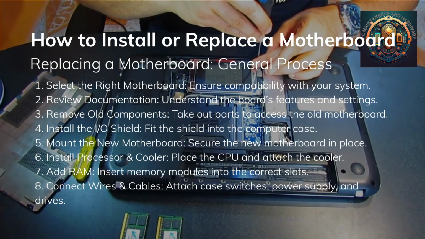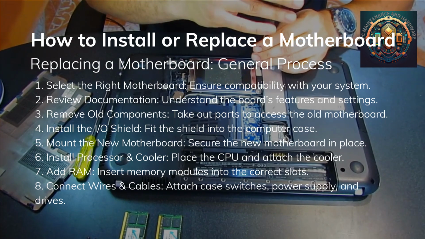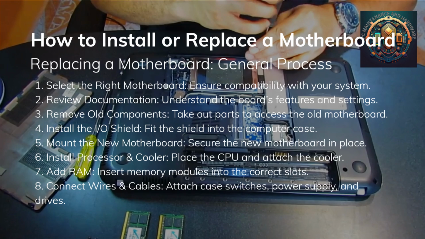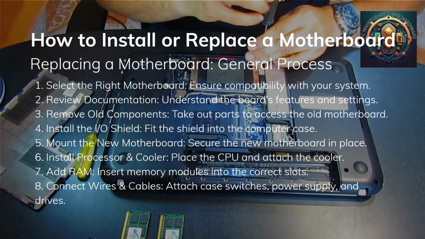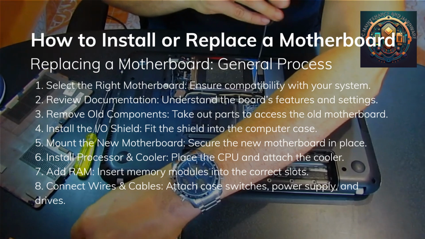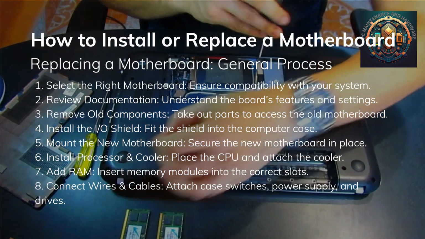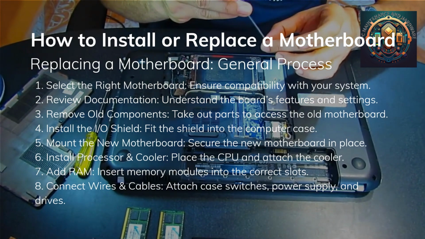Install the processor and processor cooler. Install the processor into the motherboard socket and apply thermal paste if needed. Attach the processor cooler securely to keep the CPU from overheating. Install RAM into the appropriate slots on the motherboard. Insert the RAM modules into the designated slots on the motherboard. Ensure they click into place and are properly seated.